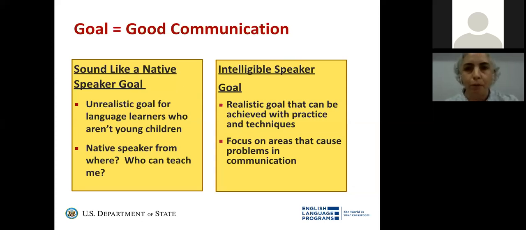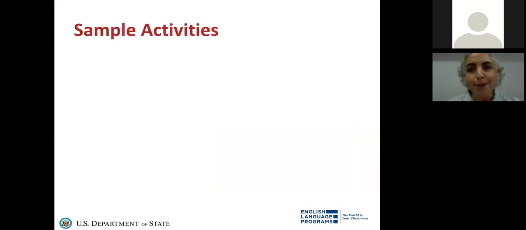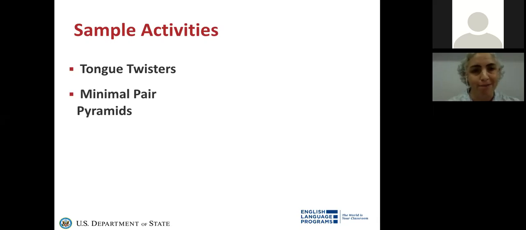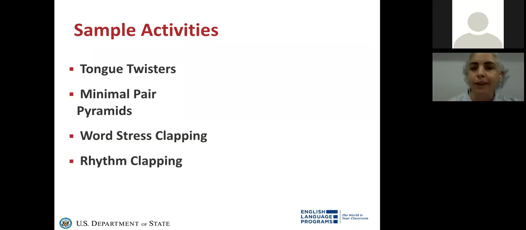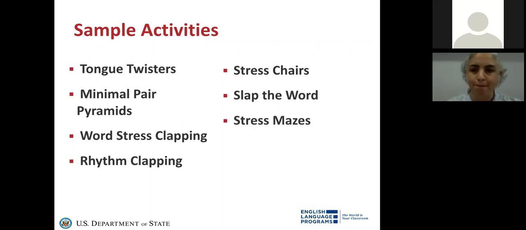Okay, so moving on. Here are some of the activities that I want to cover in our webinar today. Tongue twisters, you've probably already done. Minimal pairs, word stress clapping, rhythm clapping, stress chairs, slap the word, stress mazes, and dictogloss. So these are some of the activities that I want to talk about in our webinar today. Some of these might be new to you, and some of them you might have done before.